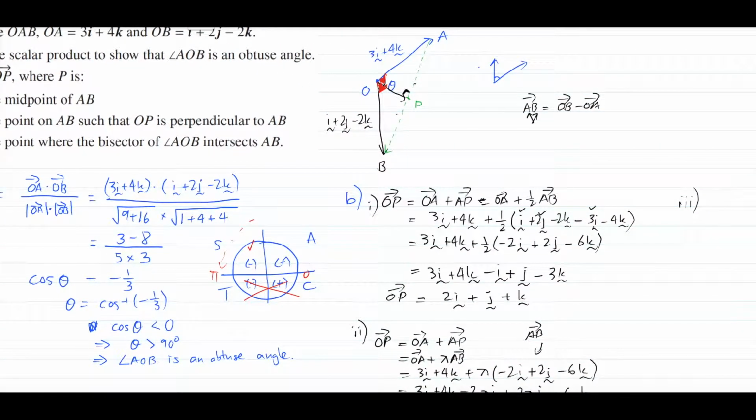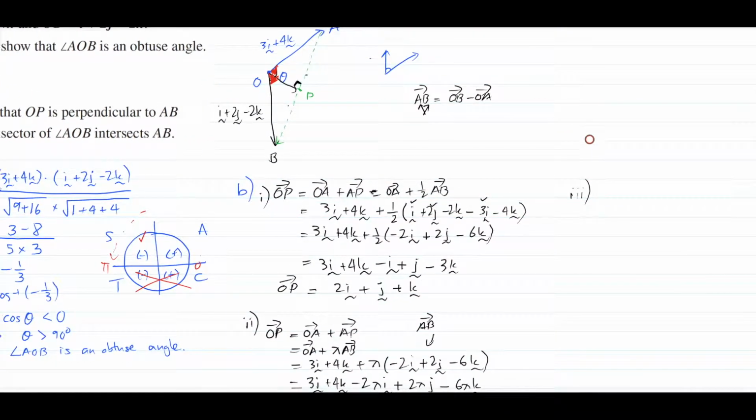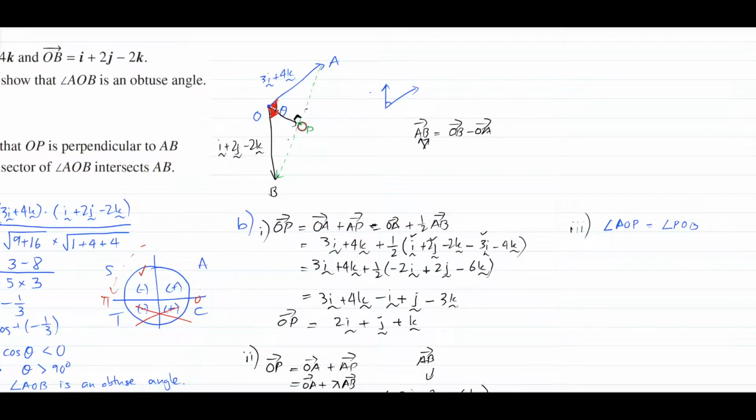So what does that mean? Well, let's write down mathematically what that means first. Angle AOP is equal to angle POB because they bisect, right? OP bisects the AOB. So AOP, that angle right here, I'll call it the first one, is equal to POB. That's the second one because it got bisected.